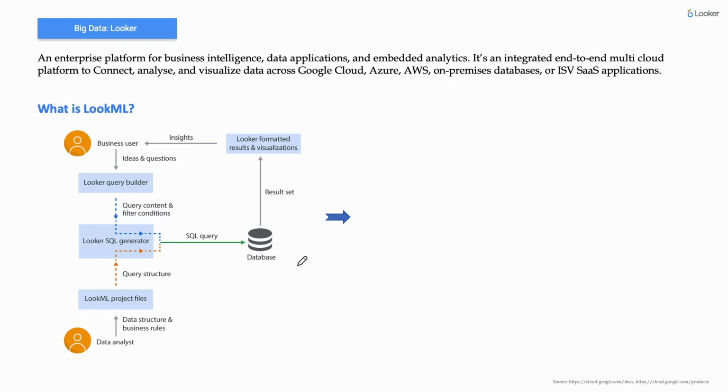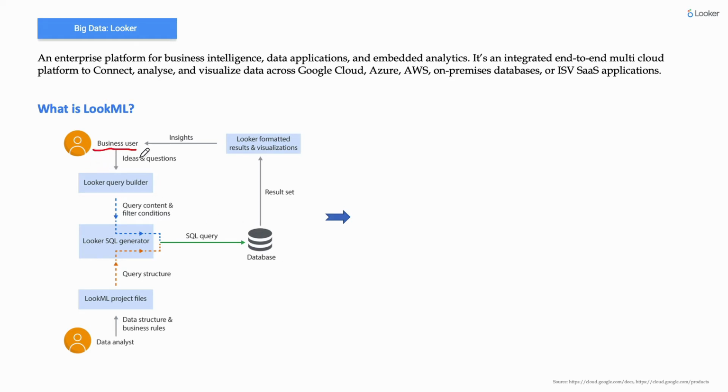Now, Looker is actually based on LookML. So LookML is a language for describing dimensions, aggregates, calculations, and data relationships in a SQL database. So how does it work, basically? If you try to understand that.